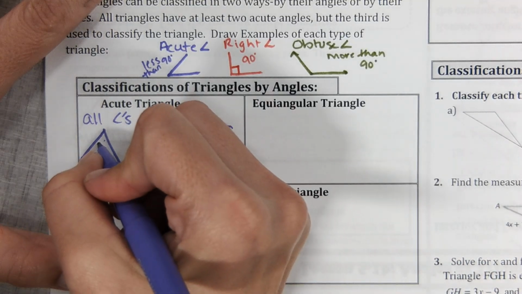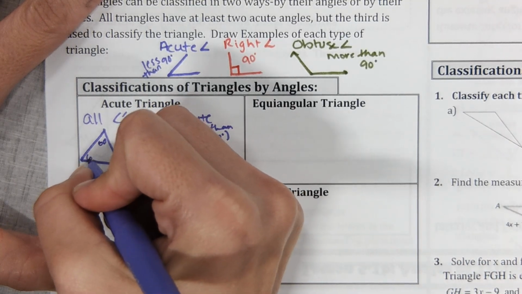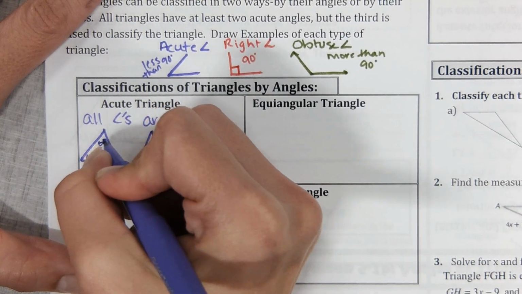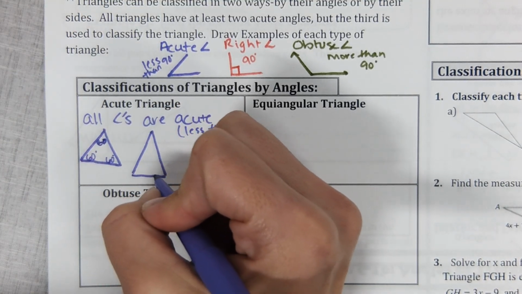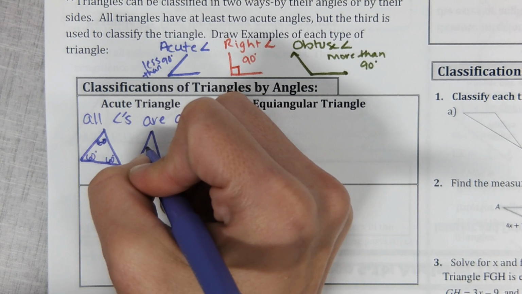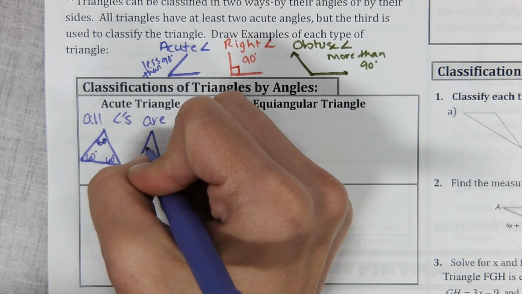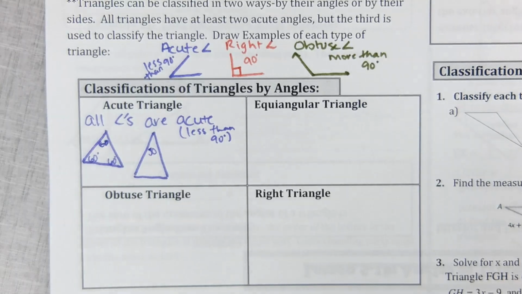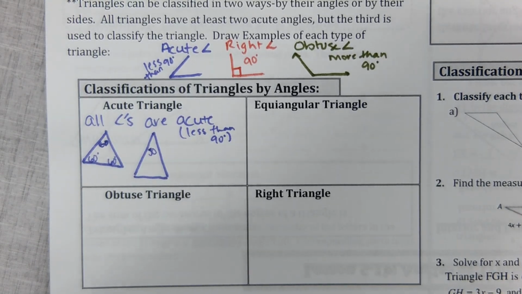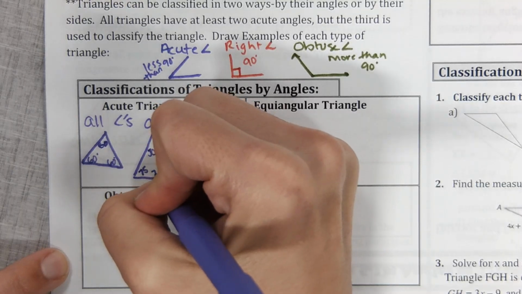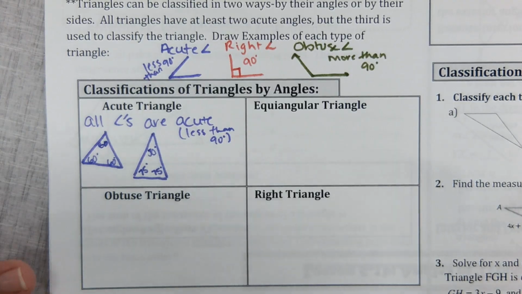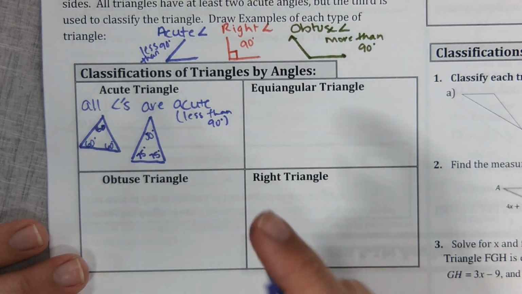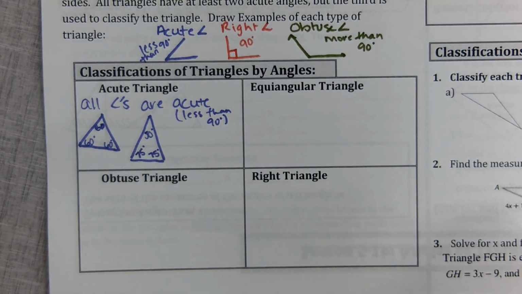So maybe this is 60, 60, and 60, they're all less than 90. Or maybe this one is, let's say, 30, and then this is 75 and 75. Remember, all the angles of a triangle add up to 180 degrees.